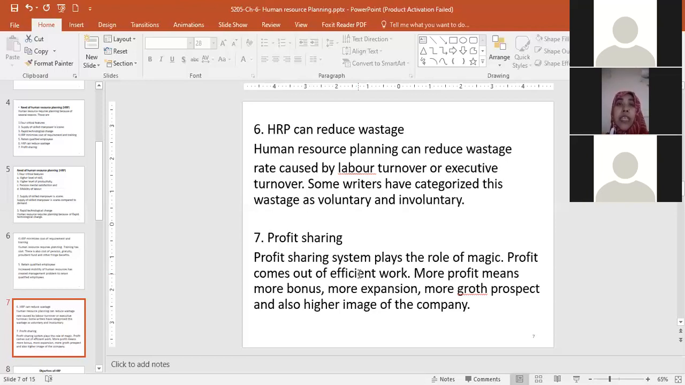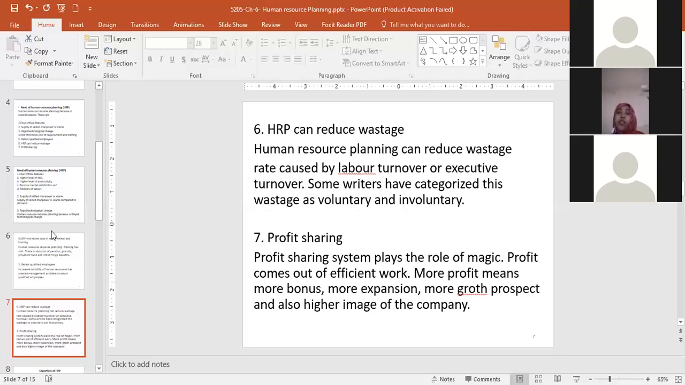And number 7 is profit sharing. The profit sharing system plays the role of magic. Profit comes out of efficient work, and more profit means more bonus, more expansion, more growth prospects, and also a higher image of the company. So these are the reasons why we need human resource planning.